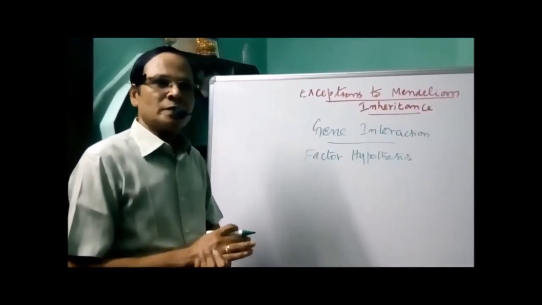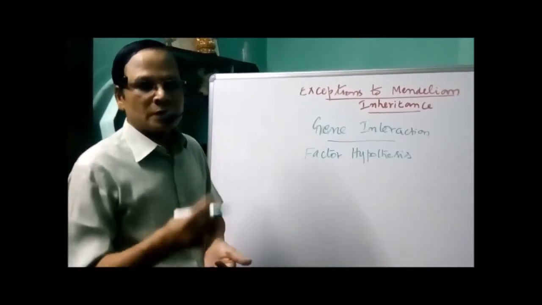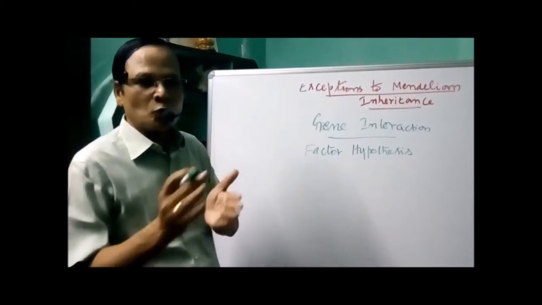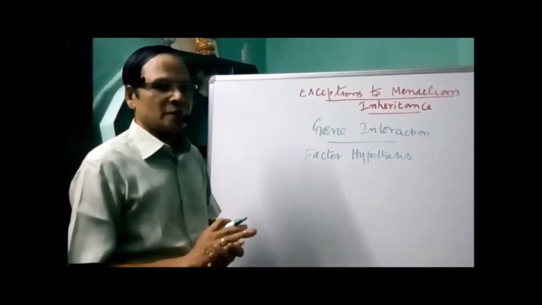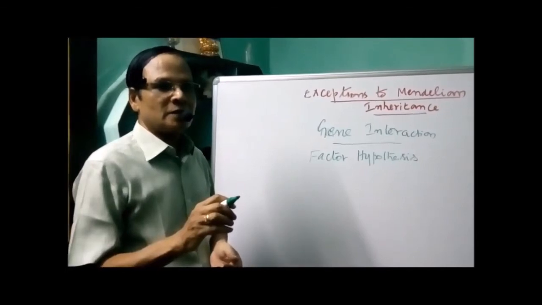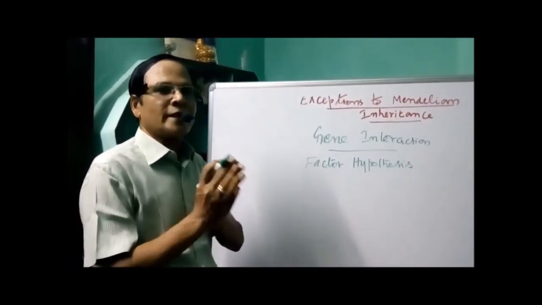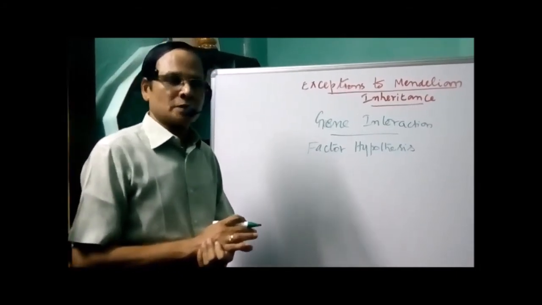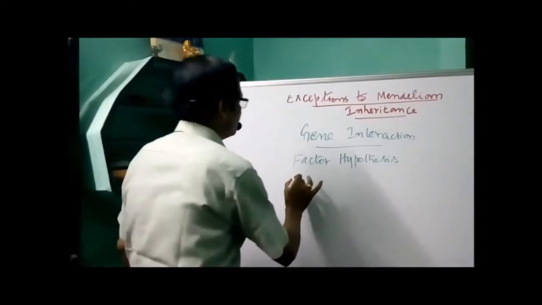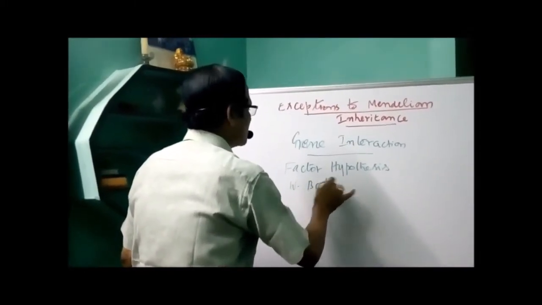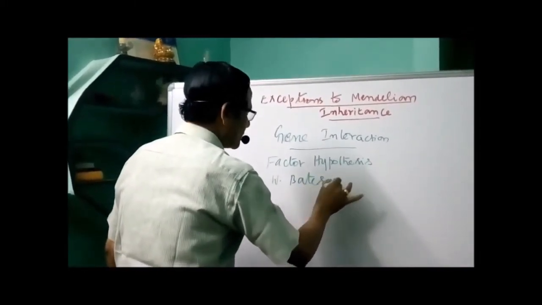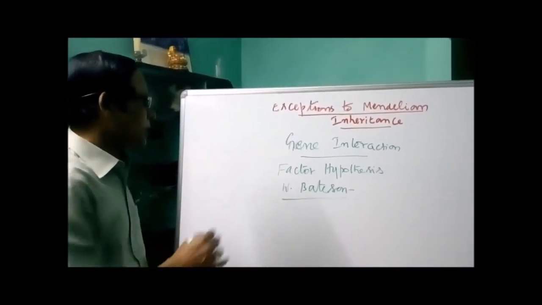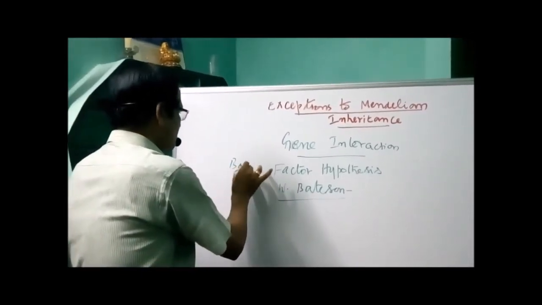The occurrence of genic interactions that result in two or more genes affecting a character is called the factor hypothesis. The concept of the factor hypothesis was proposed by Bateson in 1905, and hence it is also called the Bateson factor hypothesis.